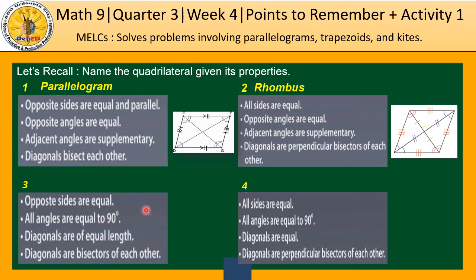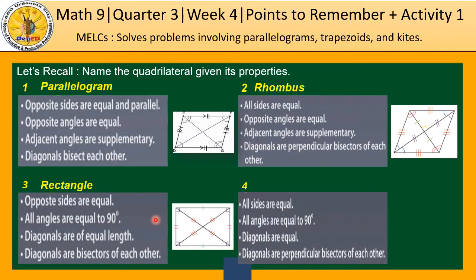Number 3. Opposite sides are equal. All angles are equal to 90 degrees. Diagonals are of equal length. Diagonals bisect each other. The answer is rectangle. Correct. And this is again the figure, the illustration.